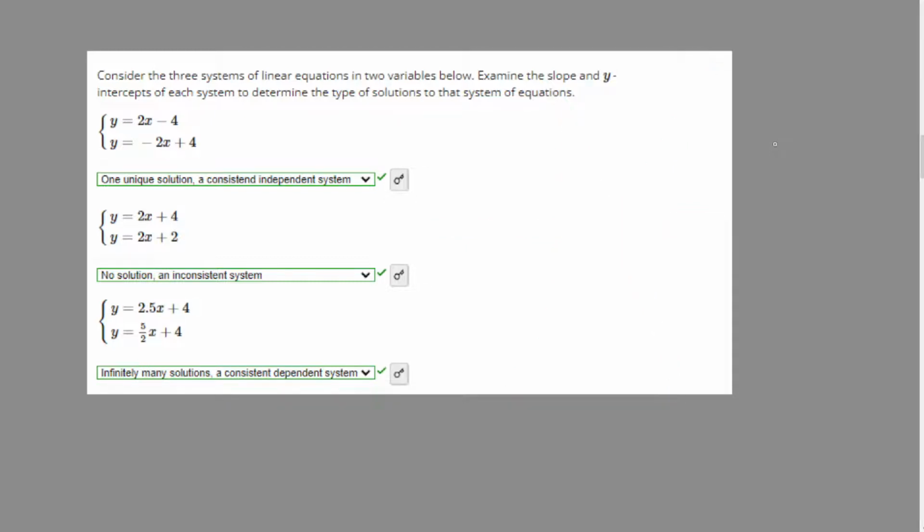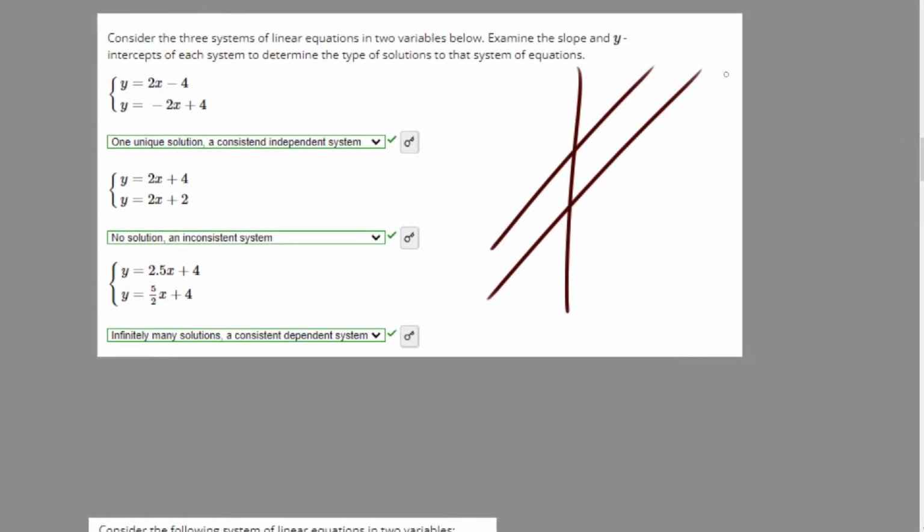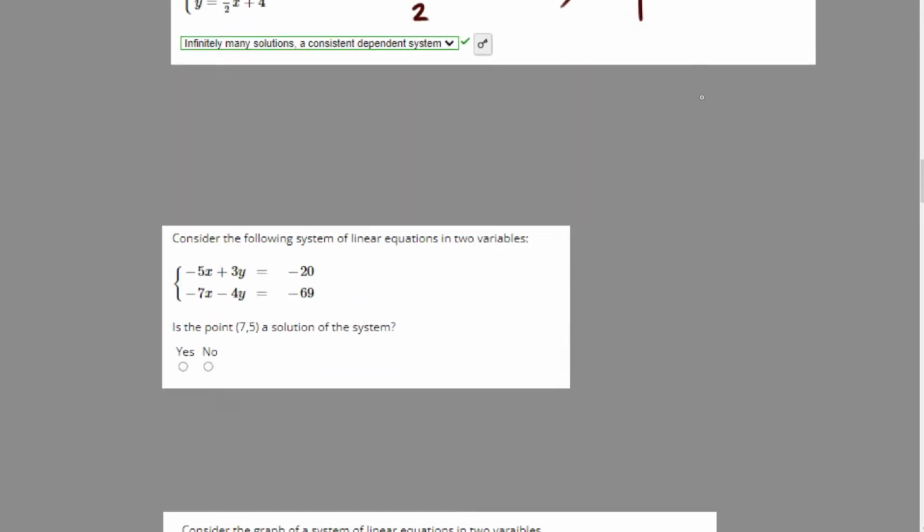For the second one, we have the same slope, but different y-intercepts. So we know that's going to be a parallel line, right? So that means there's no solution. It's an inconsistent system. Now this one, these have exactly the same slope and exactly the same y-intercept. They just wrote the slopes differently. 2.5 is exactly the same as 5/2. And so this has infinitely many solutions, and it is a consistent dependent system.